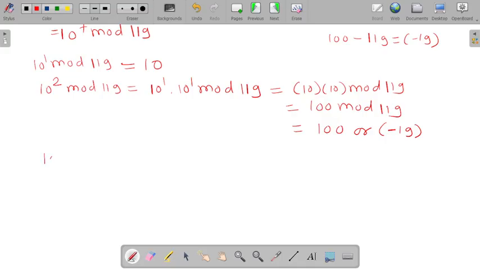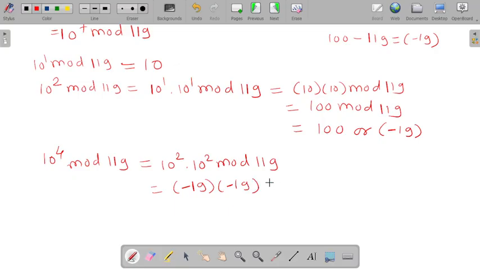Now I have to calculate 10 raised to 4 mod of 119. 10 raised to 4 is nothing but 10 raised to 2 into 10 raised to 2 mod of 119. 10 raised to 2 is minus 19, so here it is minus 19 into minus 19 mod of 119. We get 361 mod of 119, and so we get the value 4.